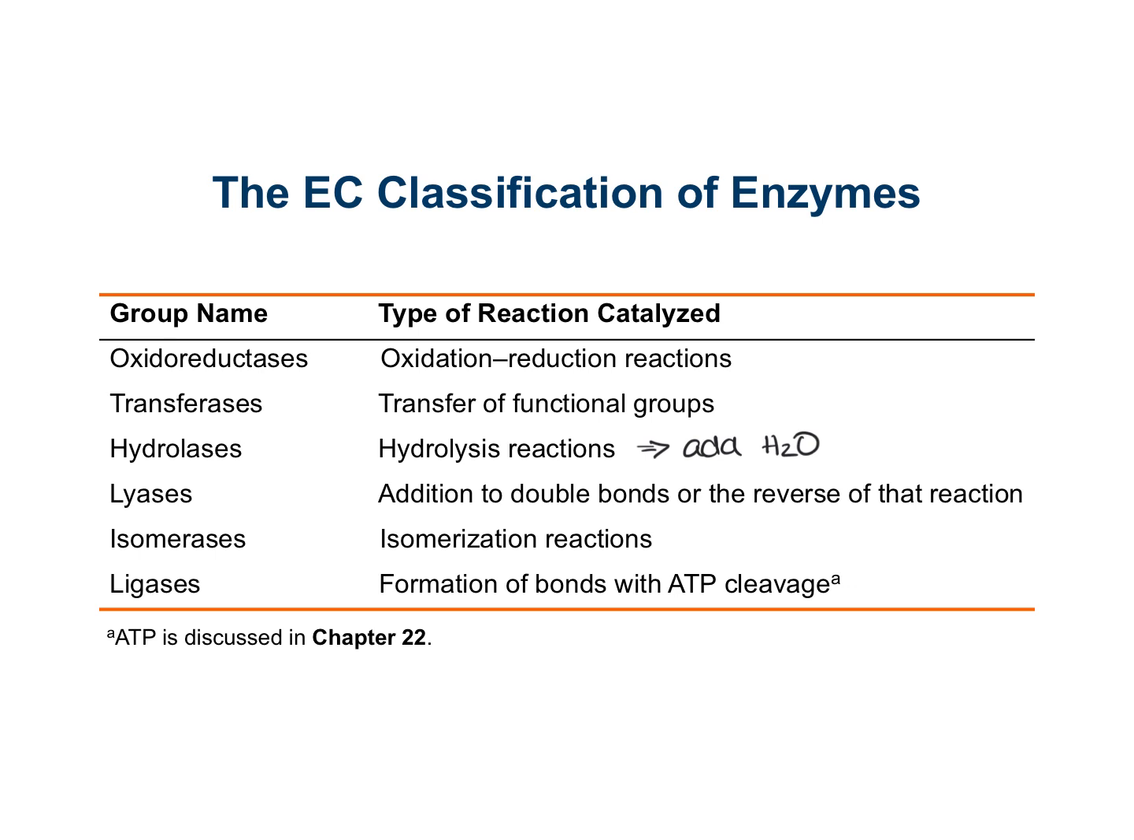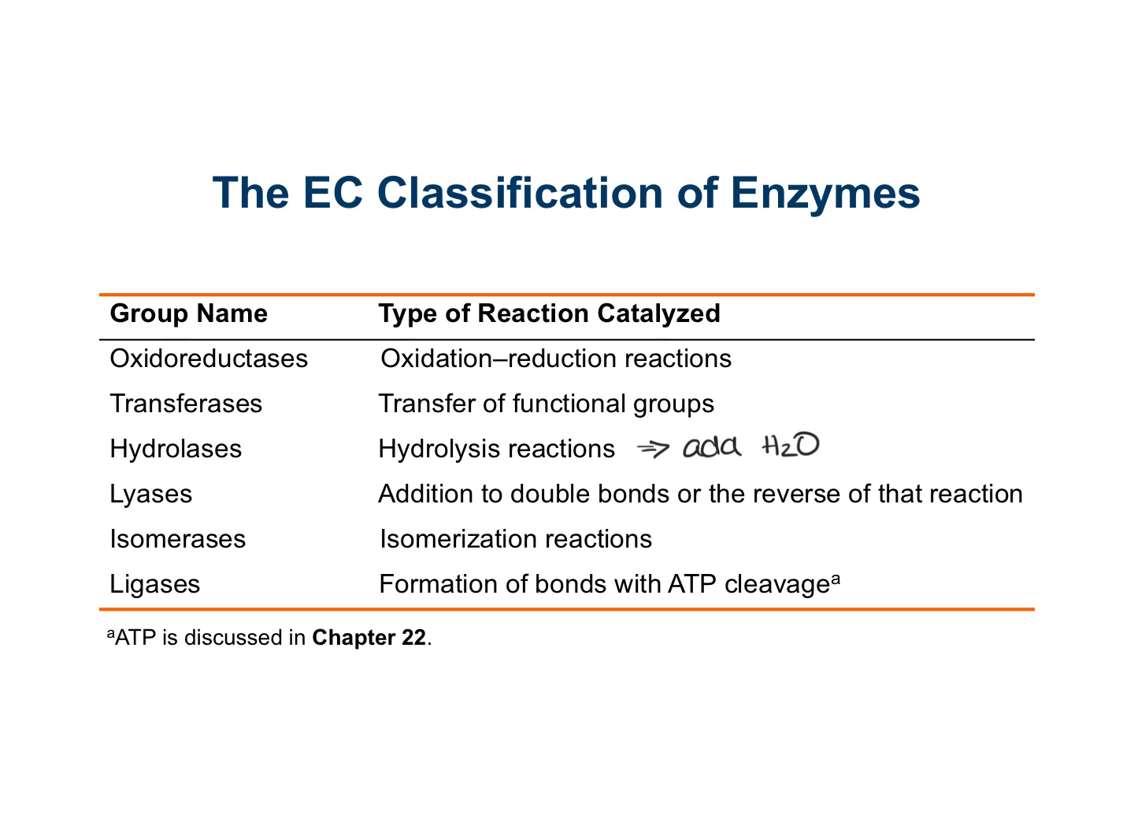We have lyases. These add double bonds or do the reverse of that reaction. They'll take away double bonds. We have isomerases, which give isomerization reactions. So you'll go from one isomer to another isomer. And then you can have ligases, and these form bonds with ATP cleavage.